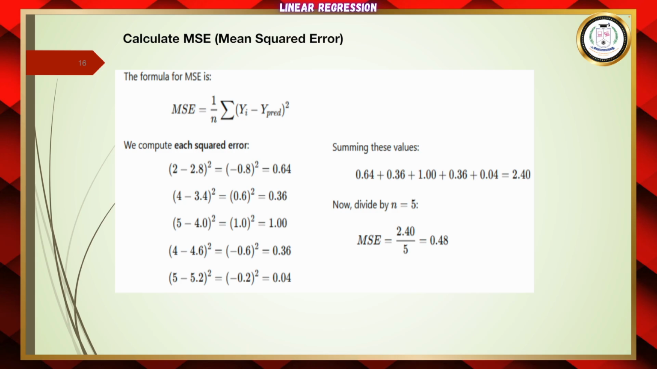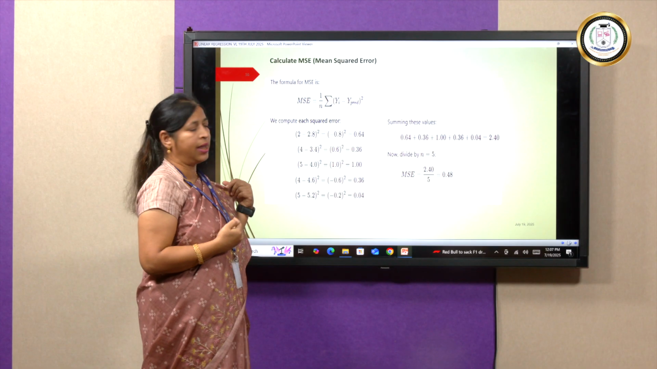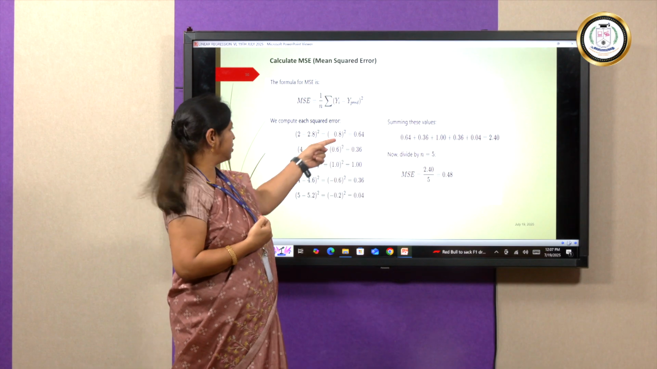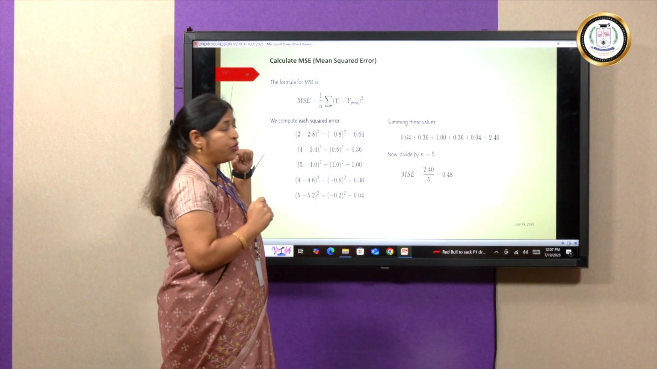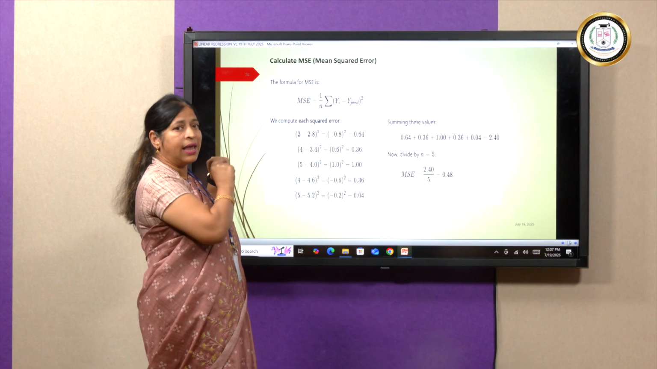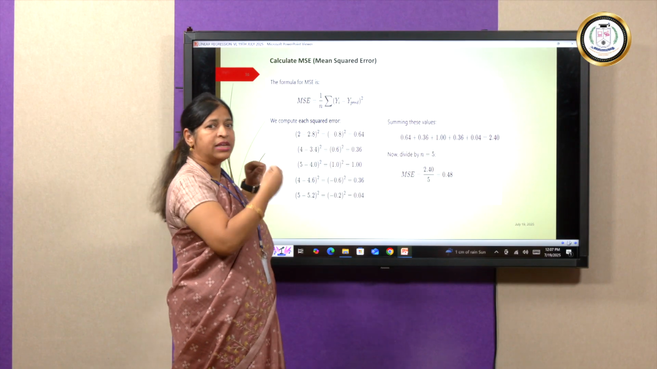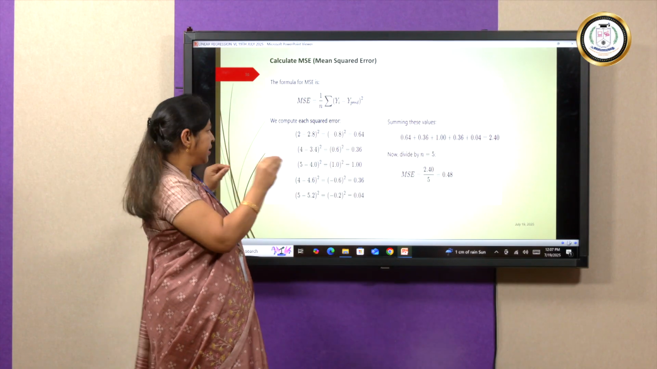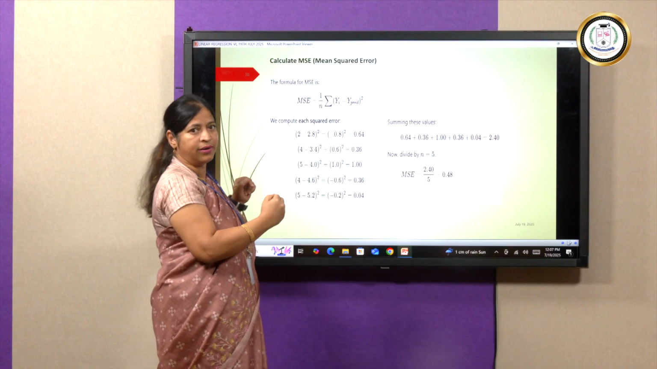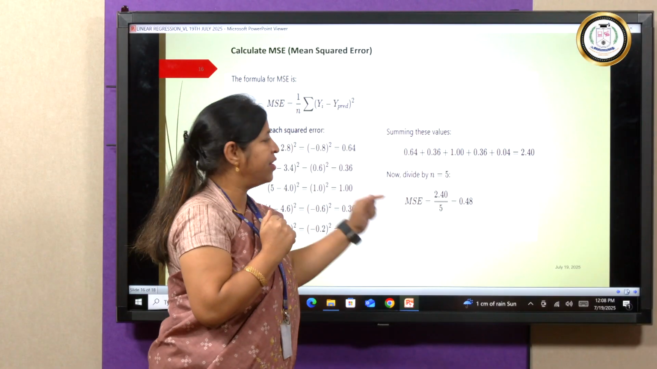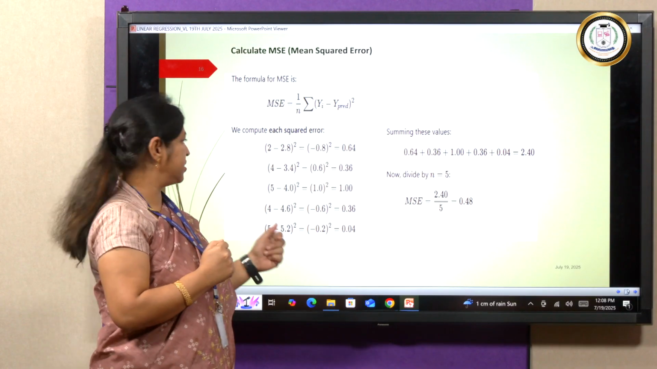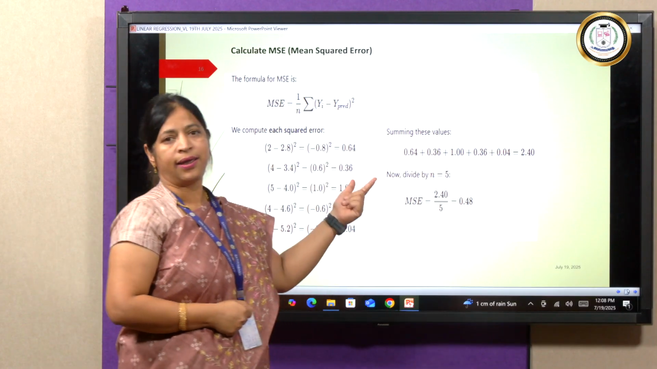Accordingly, you have to calculate for every data point. These are the errors. So 0.64 is the error for the first x value. 0.36 is the error based on our predicted model. 1.00 is an error. So accordingly, you will have the errors listed. Then you find the average of all the errors, and that is the mean squared error.